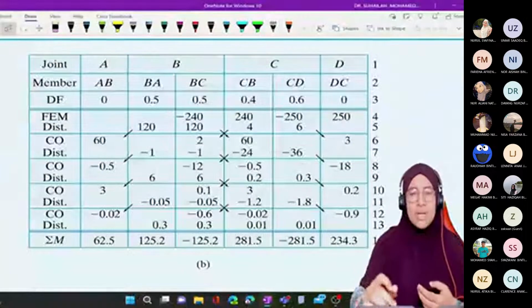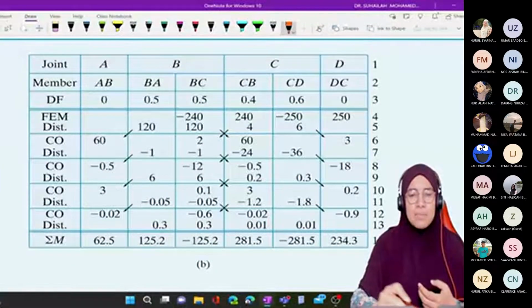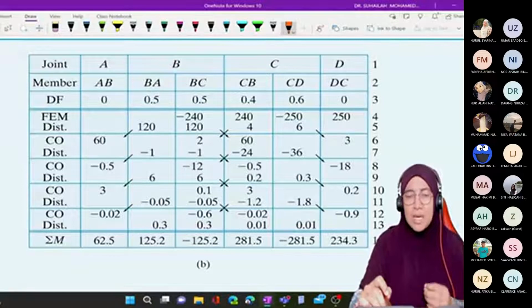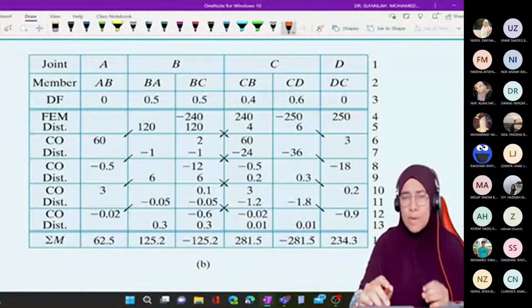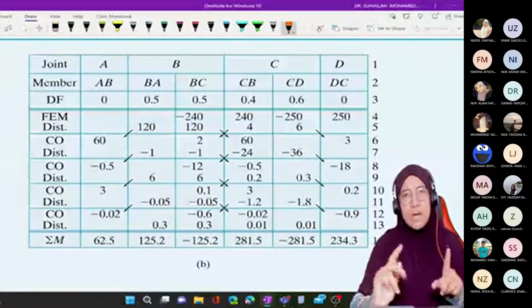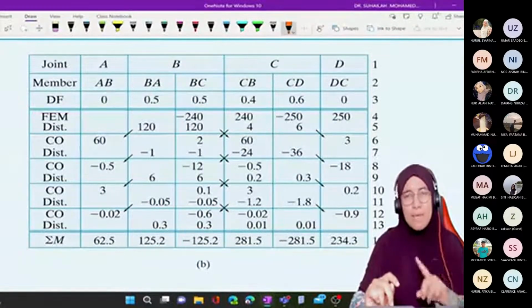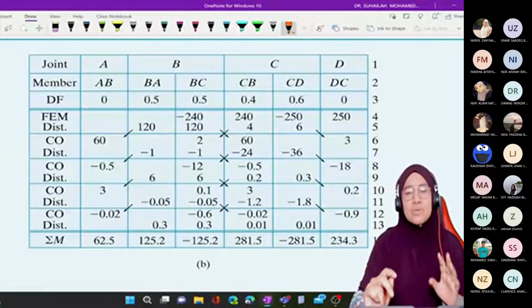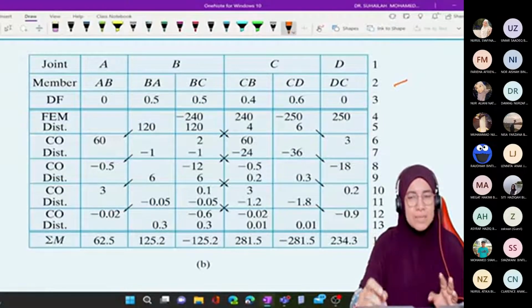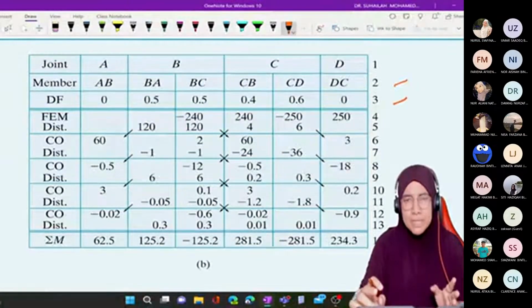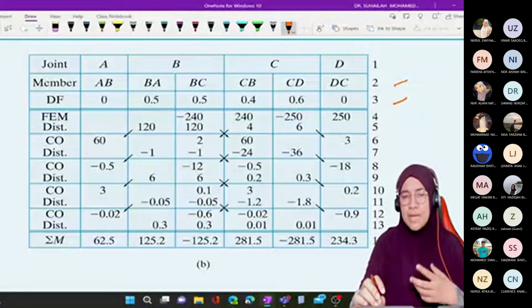So we have 4 joints, A, B, C, and D. We have 6 end moments, because one member has 2 ends and there are 3 members. So AB, one member, has 2 ends. That is why we get a total of 6. So 6 end moments and 6 distribution factors as well.